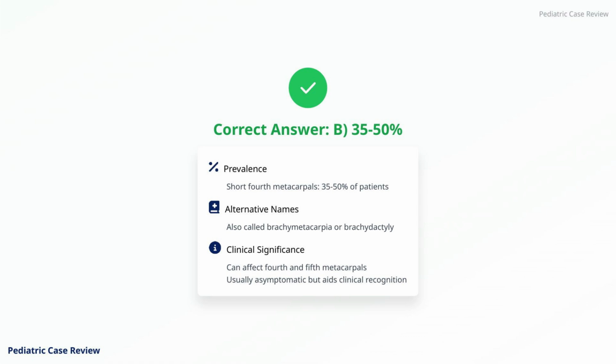This finding is also called brachymetacarpia or brachydactyly and can affect both fourth and fifth metacarpals. While usually asymptomatic, it aids in clinical recognition and is part of the skeletal phenotype assessment in Turner syndrome.